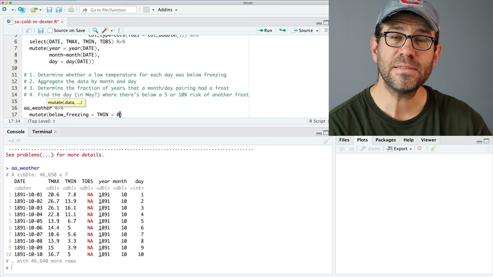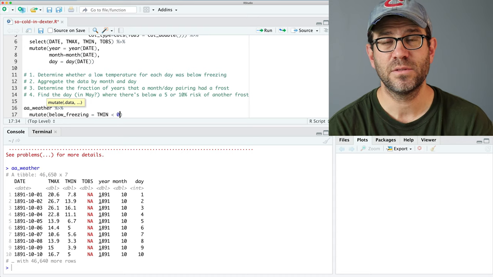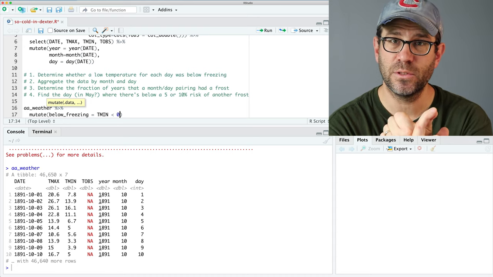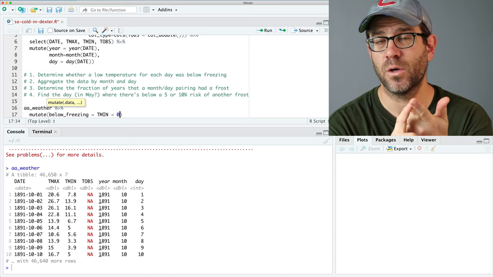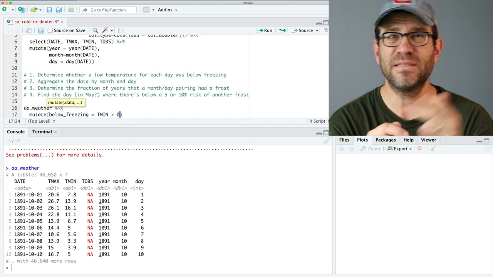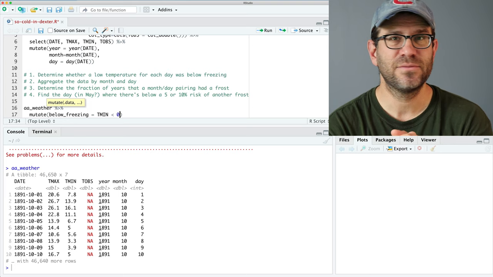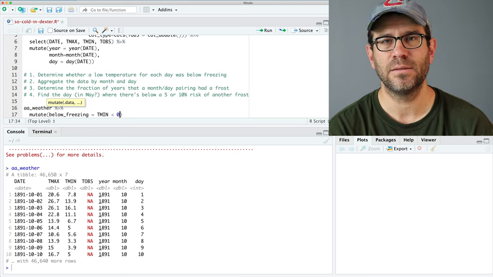Okay, so in this syntax, tmin less than 0 is going to give me one of 3 different values, either a true because it's below 0, a false because it's 0 or higher, or an NA. So an NA would happen if, say something happened with the thermometer that day at the weather station, and it for some reason didn't record a tmin value.